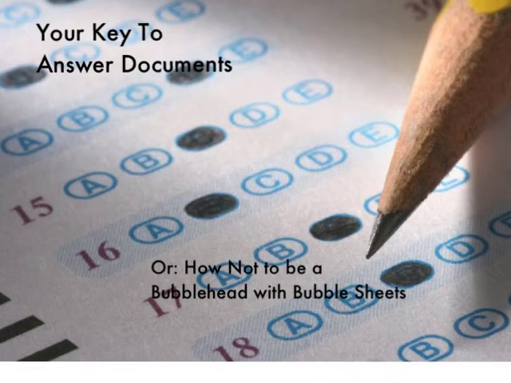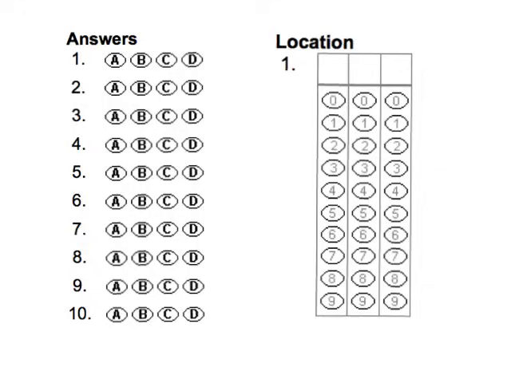This presentation is your key to answer documents, or how not to be a bubblehead with bubble sheets. This presentation will cover the two basic types of bubbles that you will encounter on the test like the OGT or the OAA. The first is your standard answer with 4 multiple choice options to choose from.